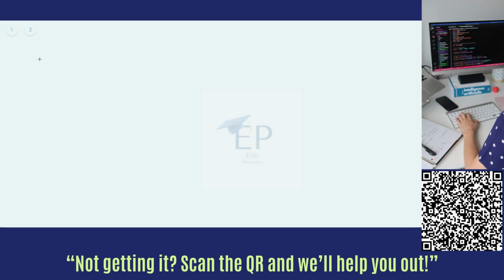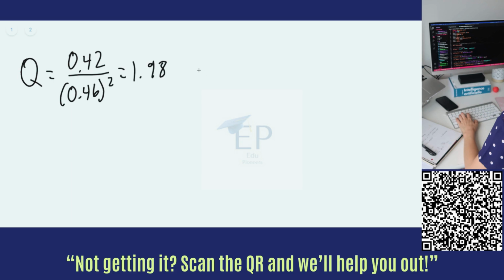But now we want to look at our Q value when the volume halves to see which direction the equilibrium will shift, or which direction the reaction will shift to reach equilibrium. And so when our volume halves, our pressures double since they're inversely proportional. So we just double each of our values from our K reaction to get a Q value of 1.98. And so that means we're shifting to the left or towards reactants.